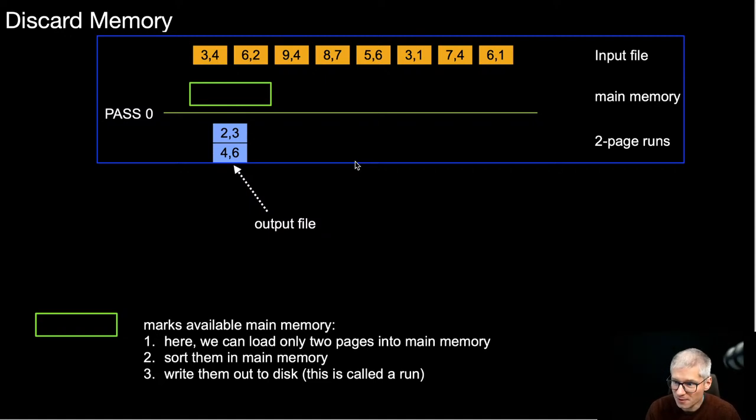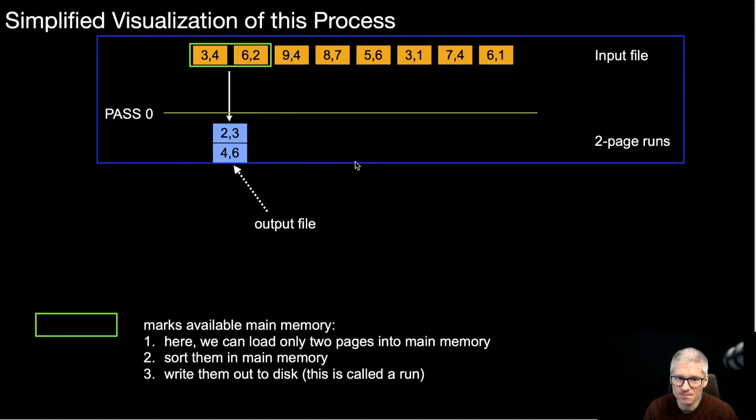And in the following, for simplification, I don't show you this loading and sorting in main memory and discarding. I simplify the visualization by saying, okay, I just write an arrow. And this arrow symbolizes, okay, I read 2 input pages from the input file, sort it, write it out again, and I end up with a sorted output run. So 2 unsorted input pages yield 2 sorted output pages. That's basically all I'm showing.